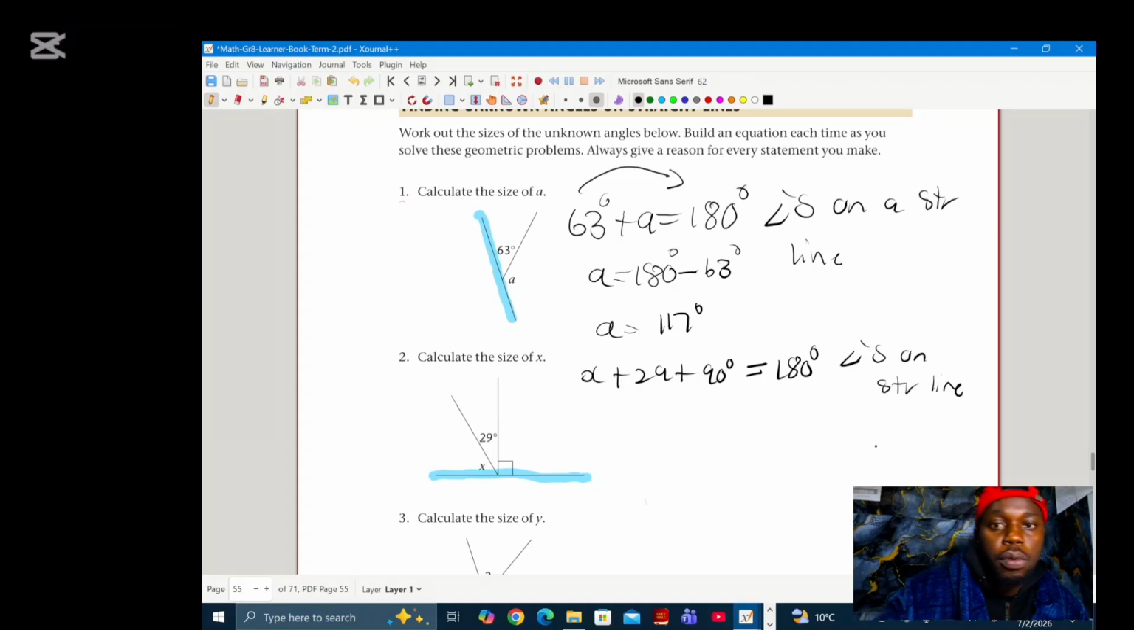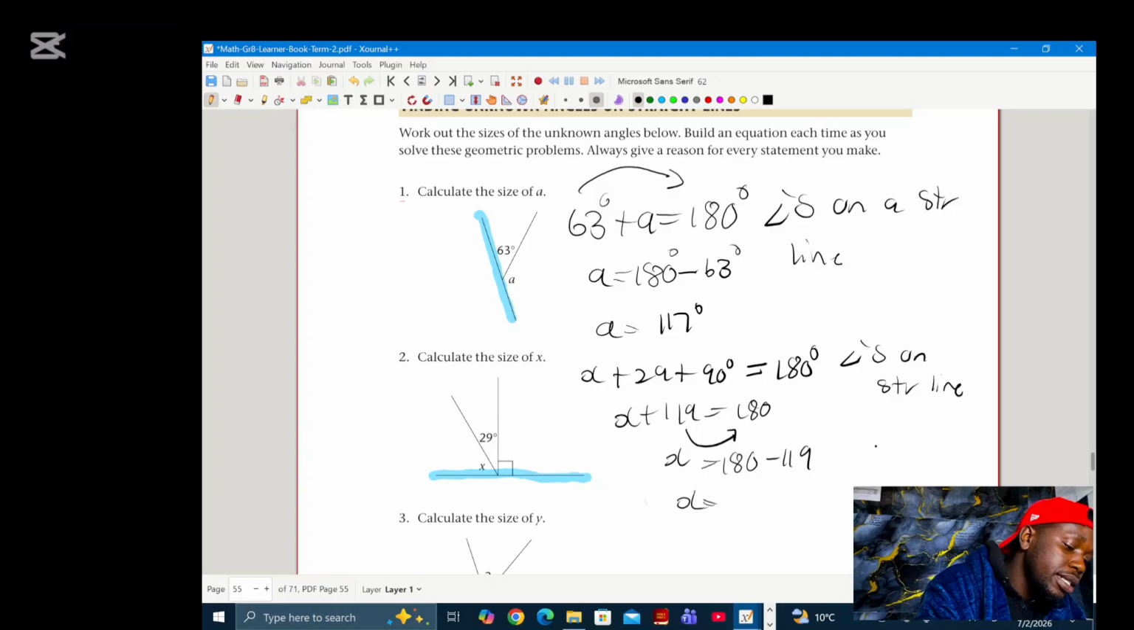Remember this is the shortened form of the reason angles on a straight line. When you're doing geometry, always give reasons. Always give a reason why you are saying x plus 29 plus 90 is equal to 180 degrees. Now it's just a matter of solving for x. 29 plus 90 gives 119. Therefore x plus 119 is equal to 180. Then we take the 119 to the other side; it is positive, so it becomes negative. We have 180 minus 119. Punch this into your calculator, please always confirm your answers. So x is equal to 61 degrees. We're done. Now let's go to the next example.